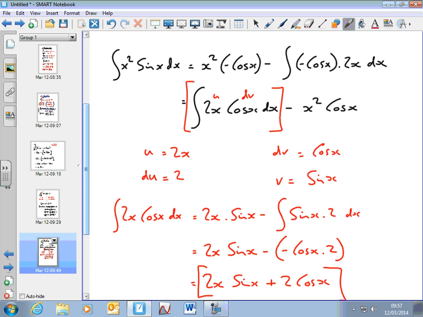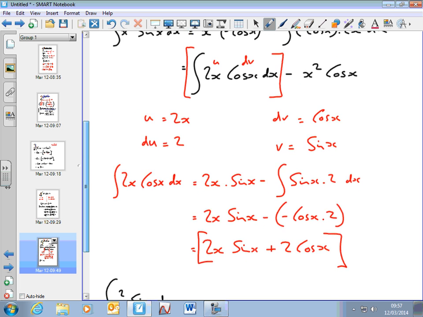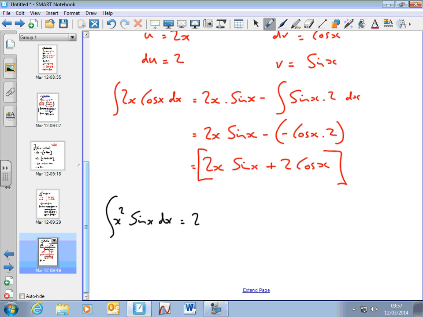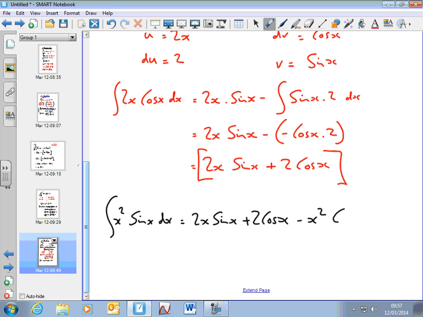So going back to here, my original integral, the integral of x squared sine x dx, equals this bracket, which is this, 2x sine x plus 2 cos x minus x squared cos x. Just apply the rule twice, and I would probably try and factorise that to some extent at the end there.